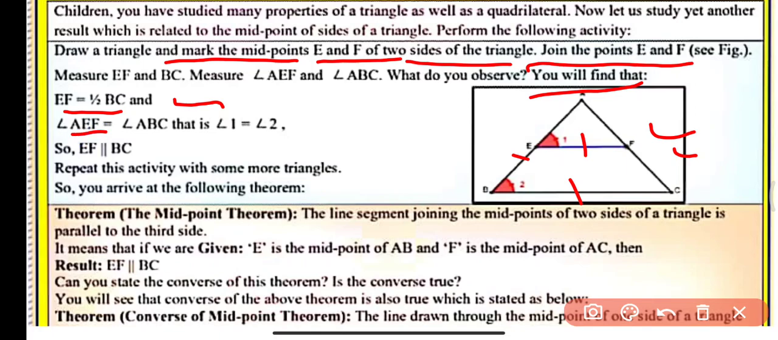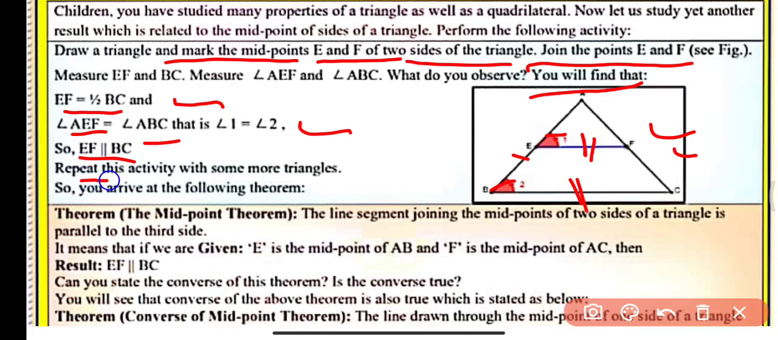And similarly, AEF, this angle, you can see here AEF, this angle 1, and ABC, this angle 2. So angle 1 equals to angle 2, and so we can say EF is parallel to BC. So EF will be parallel to BC. So these two sides are parallel and EF is half of BC.